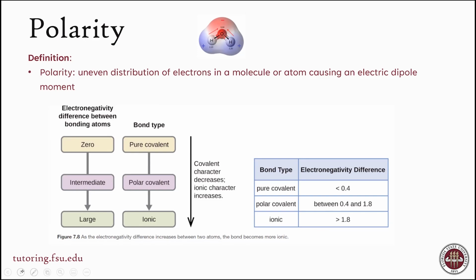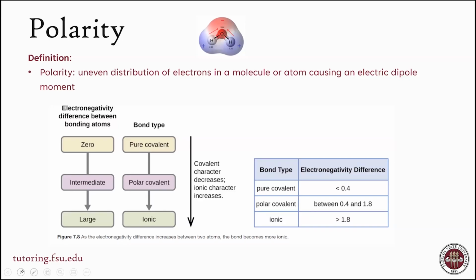Hi everyone, welcome back. Now we'll be talking quickly about polarity. So polarity just means that there is an uneven distribution of electrons in a molecule, and this uneven distribution creates a difference in charges.